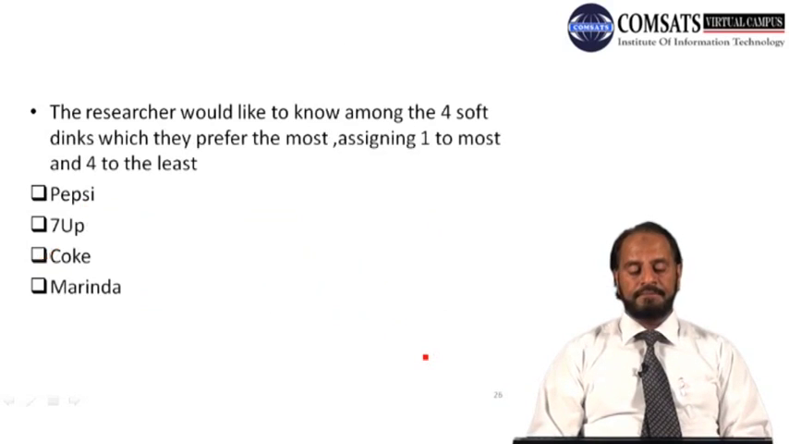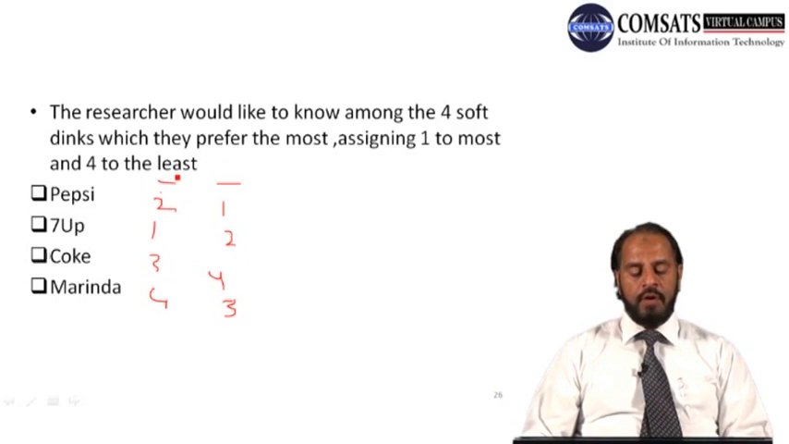The same example could be stated where the researcher would like to know, among the 4 soft drinks, which they prefer the most, assigning 1 to the most and 4 to the least. So here you have the same choices, but you give 1 to this, 2 to this, 3 to this, and 4 to this. This is your first observation. The second observation would be someone who would say 1, 2, 4, and 3 here. So this is someone else.